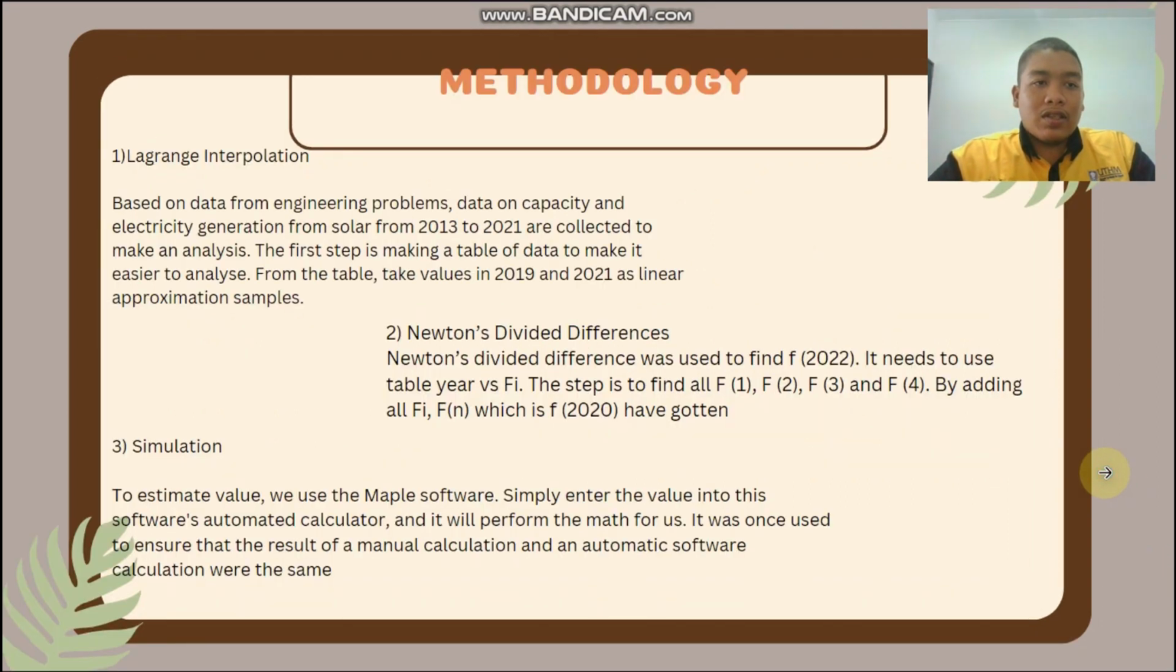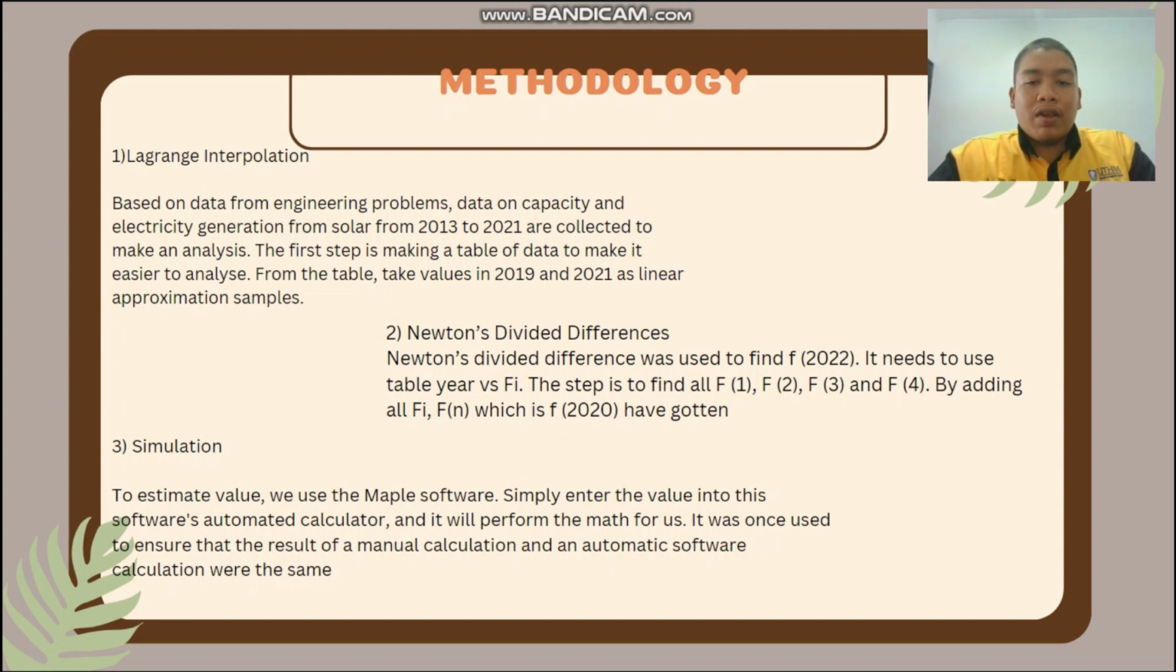Next are the three methods, which are Lagrange interpolation, Newton's divided difference, and the third one is simulation. First is Lagrange interpolation, based on data from a general problem. Data on capacity and electricity generation from solar from 2013 to 2021 are collected to make an analysis. The first step is making a table of data that makes it easier to analyze. From the table, take the values in 2019 and 2021 as linear approximation samples.